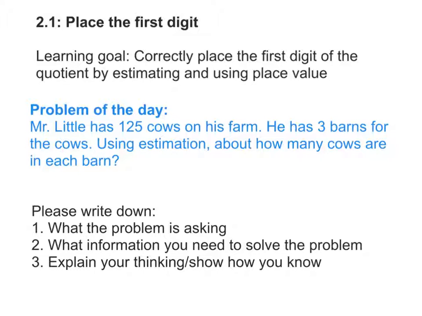Today we learned about chapter 2.1, which is all about placing the first digit of our quotient when we do division problems. Our learning goal today is to be able to correctly place the first digit of the quotient by estimating and also using what we know about place value.